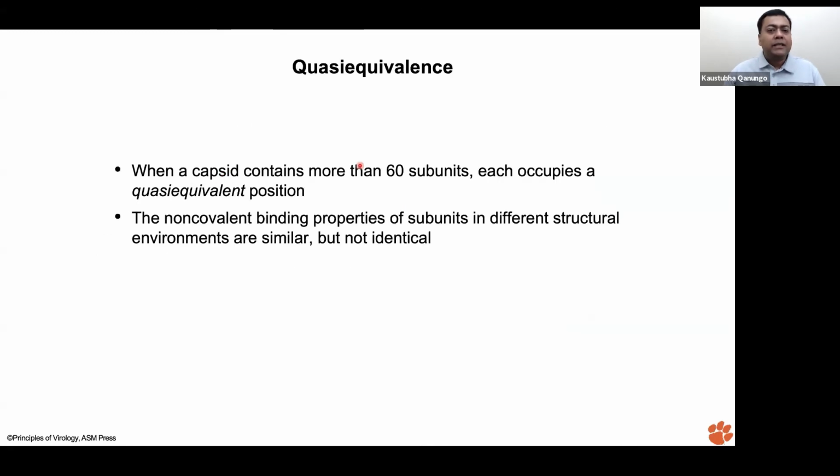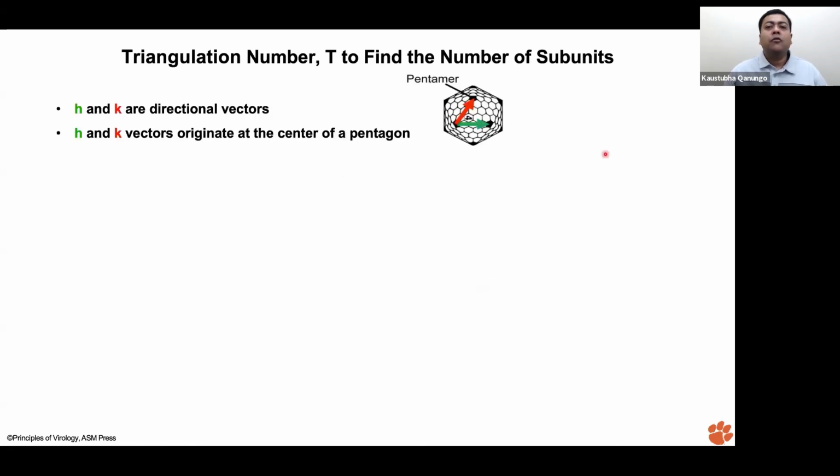So when a capsid contains more than 60 subunits, each occupies a quasi-equivalent position. The non-covalent binding properties of the subunit in different structural environments are similar, but not identical. And I have elaborated this in the narrative, in the writing, so you can easily read that carefully. So now we are looking at how we find the triangulation number.